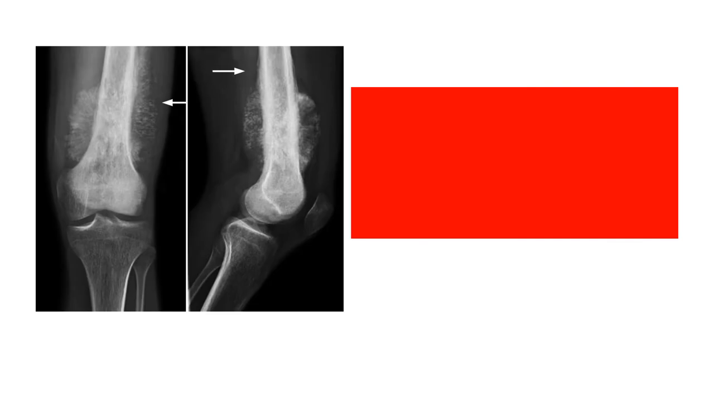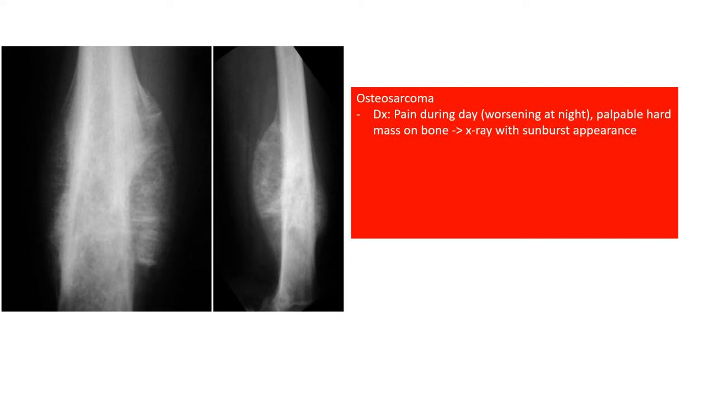Okay. Then you have these. This is what you call sunbursting. You also have some cortical widening here, and it doesn't look that good. It looks heterogeneous as well. And here as well, you have sunbursting, and you have this periosteal reaction that doesn't look good, and you have widening. These are osteosarcomas.